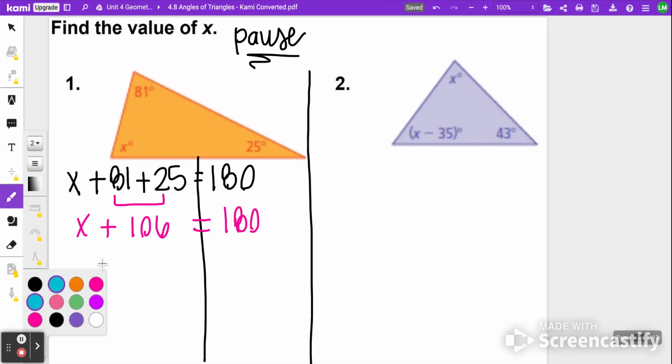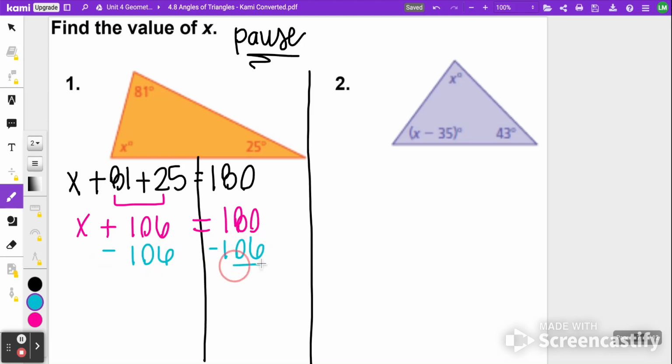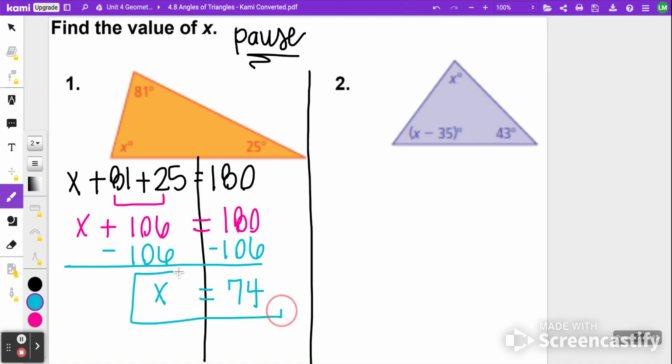Finally, I'm going to take that 106 and subtract it from both sides so that 180 minus 106 will give me 74. So x equals 74.